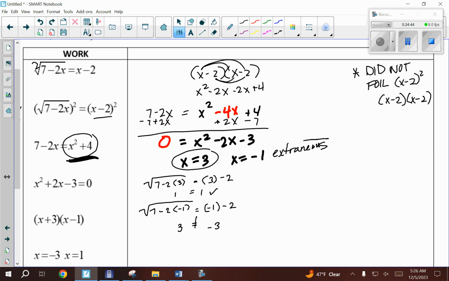So an extraneous answer is the right answer, it just doesn't work. And that's the first half of the review.